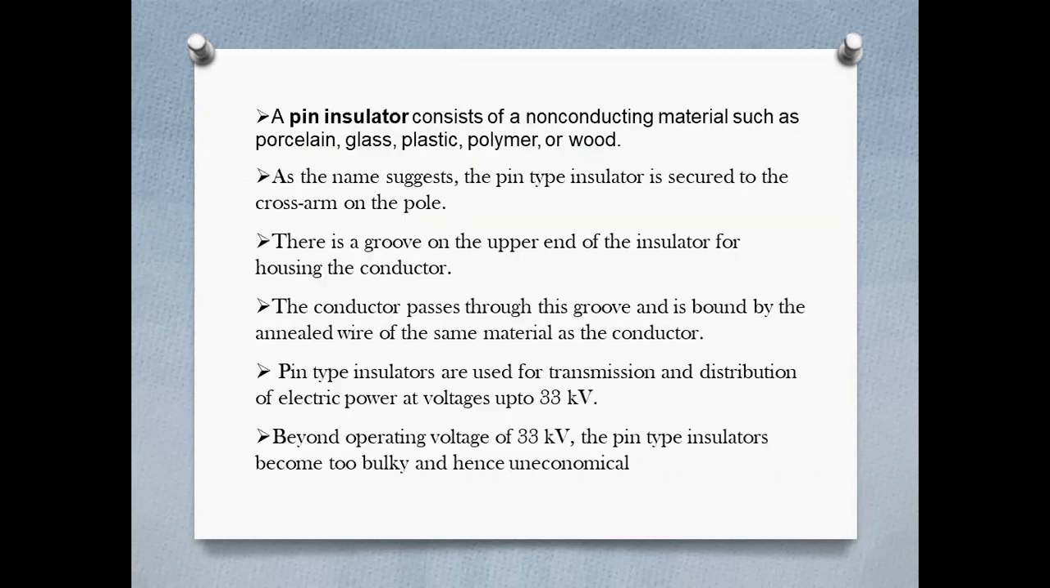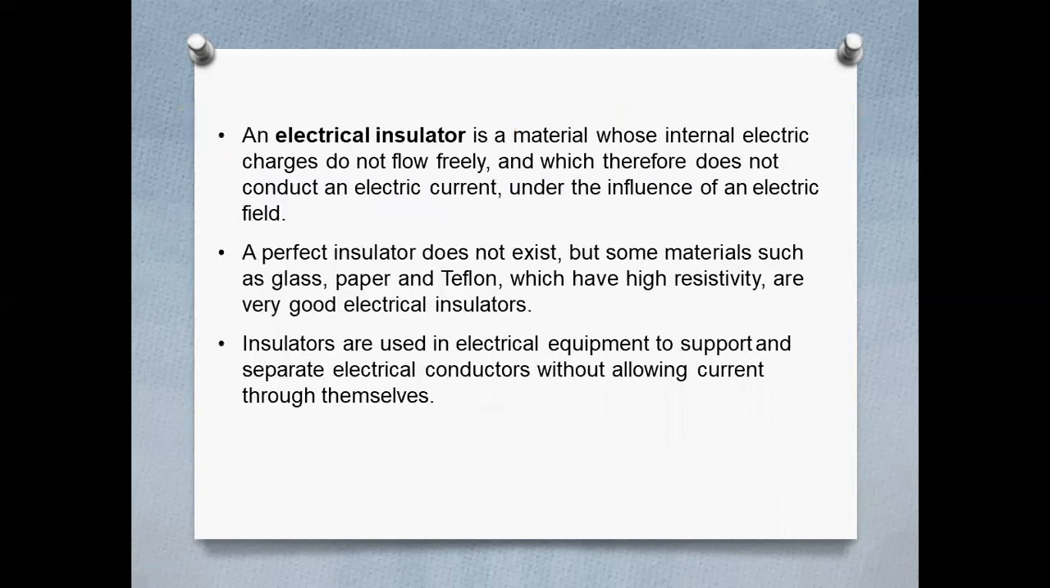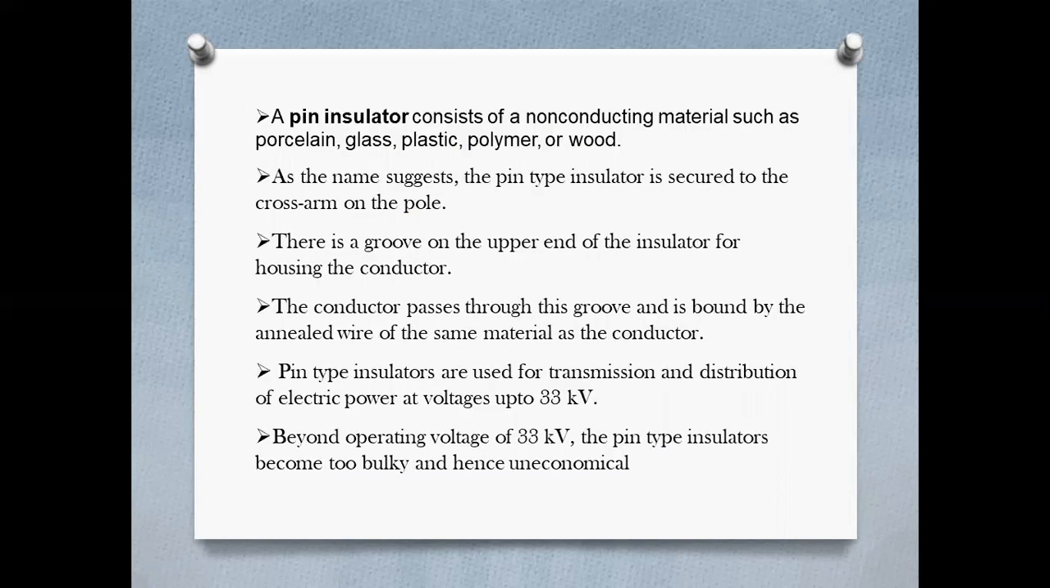The pin insulator consists of a non-conducting material, such as porcelain, glass, plastic, polymer, or wood. What's the property common to all of them? We have seen that they should have high resistivity. Then only they will become good insulating material. Okay, as the name suggests, now we will focus on the pin insulator in detail. The pin insulator is secured to the cross arm on the pole. That is, it is pinned to the cross arm on the pole. In the next slide you have the figure, or else I will show you now itself.